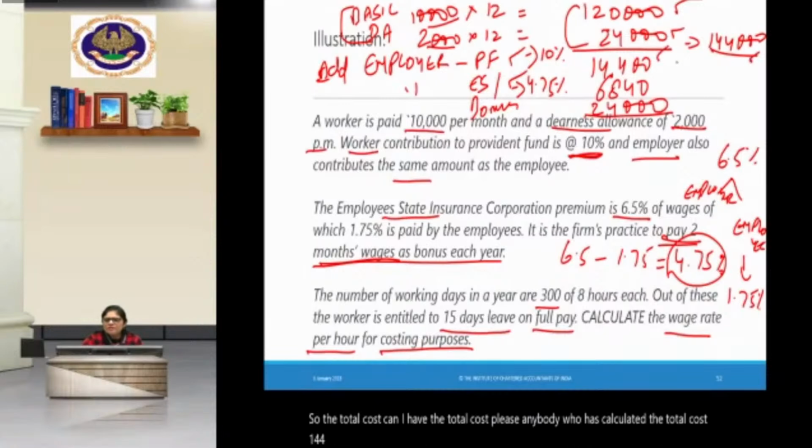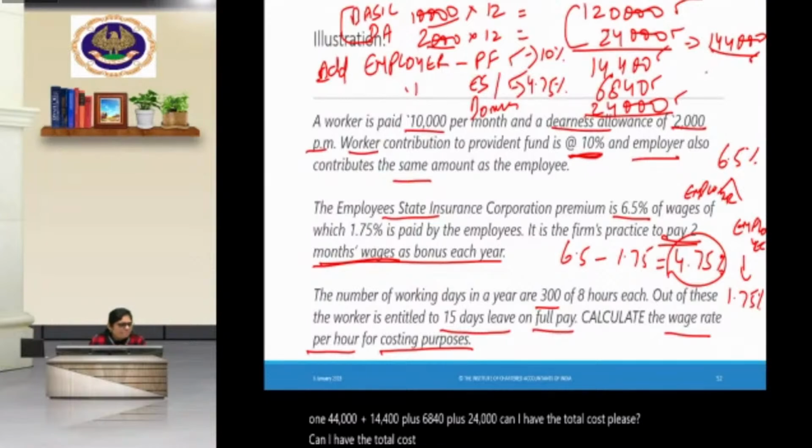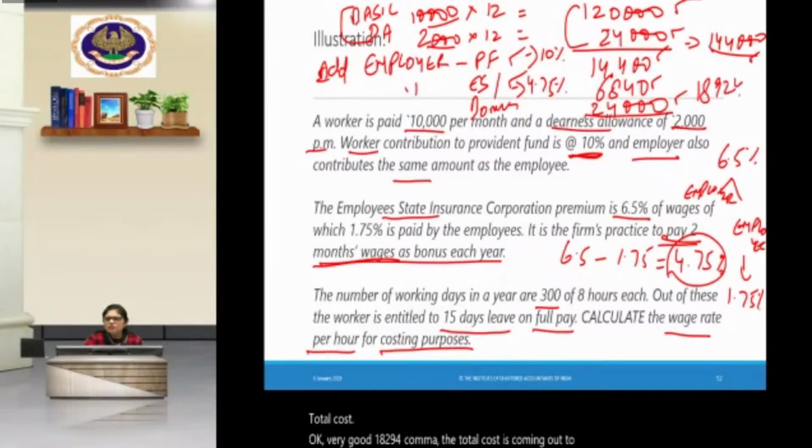144,000 plus 14,400 plus 6,840 plus 24,000. Can I have the total cost, please? Anybody? Total cost. Okay, very good. 18,294. So the total cost is coming out to 189,240. 189,240 is the total cost.